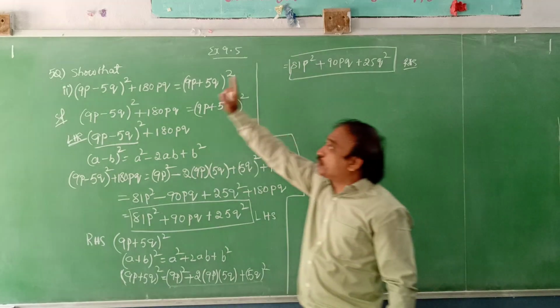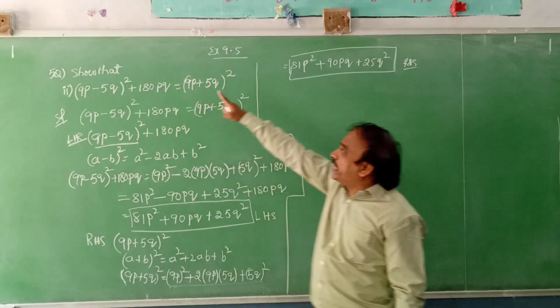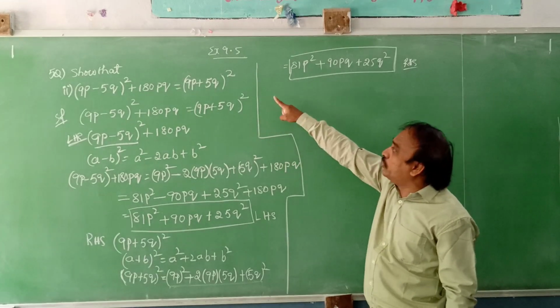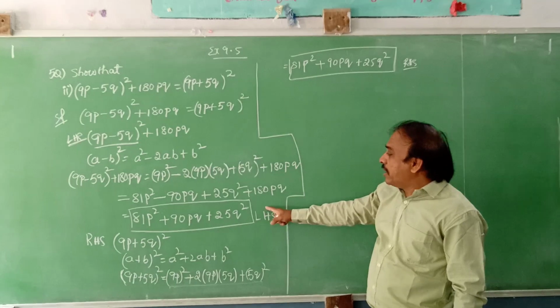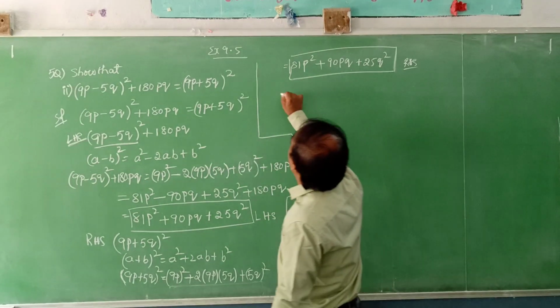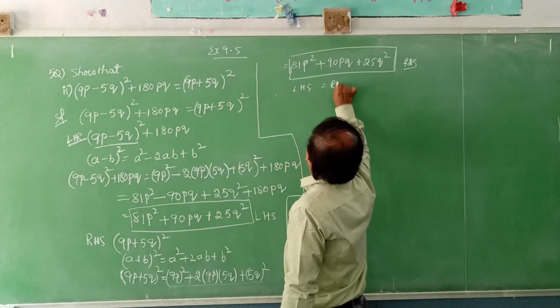That's what he is asking: show that this part is equal to this. 9p minus 5q whole square plus 180pq is equal to 9p plus 5q whole square. Do we get the same answer? Yes. So therefore, LHS is equal to RHS.